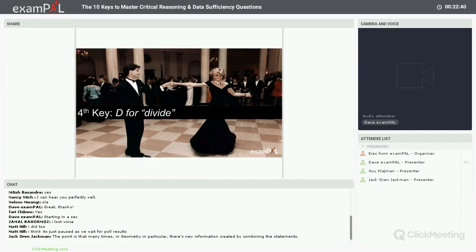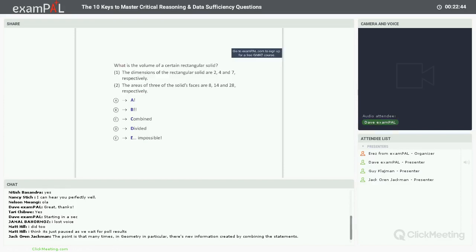Key number 4: D for divide. Let's look at the next question. What is the volume of a certain rectangular solid? This question is about the volume of a rectangular solid, so again, let's remind ourselves about the relevant formula. Solid volume equals A times B times C.